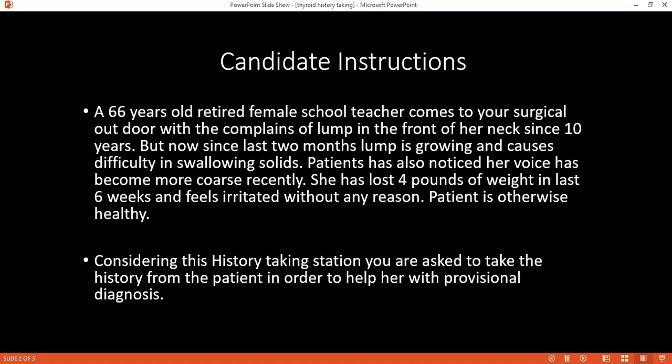Okay, so sorry, Mary. Have you noticed any other swelling in any other parts of your neck, any other parts of your body? No, doctor. You noticed it 10 years ago, then it grew rapidly in the last 2 months. Is it painful? Yeah, doctor. It has some pain also.